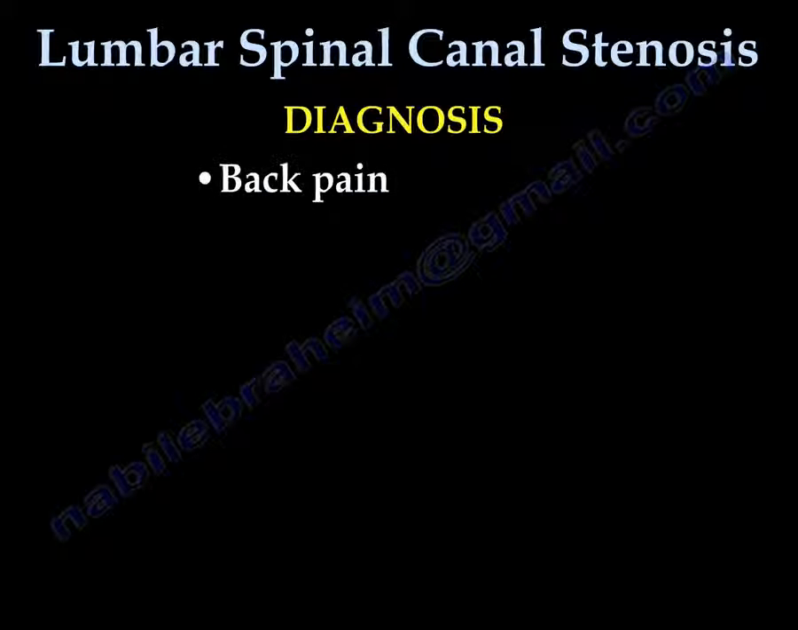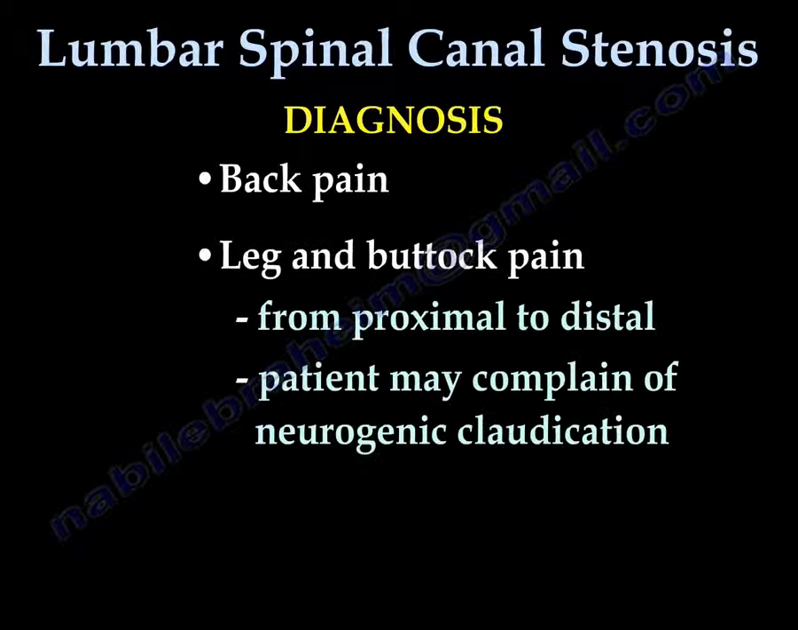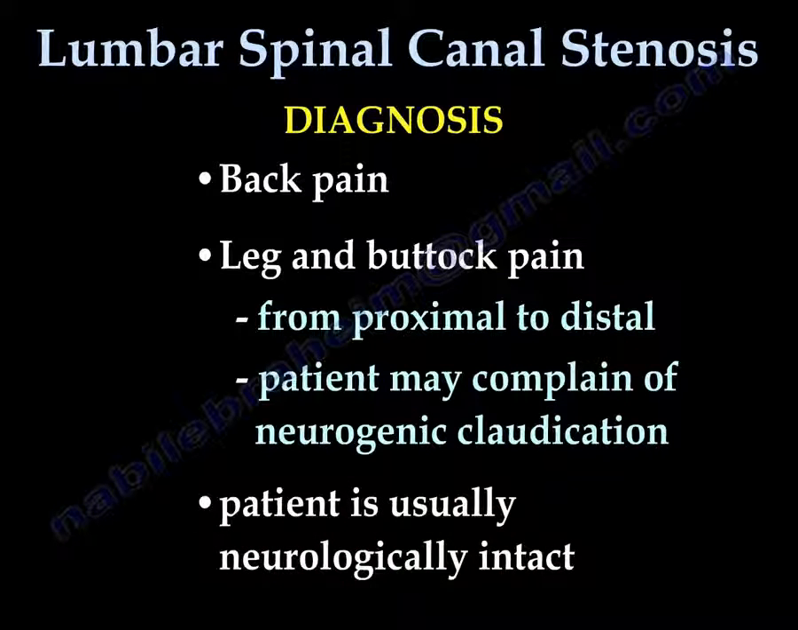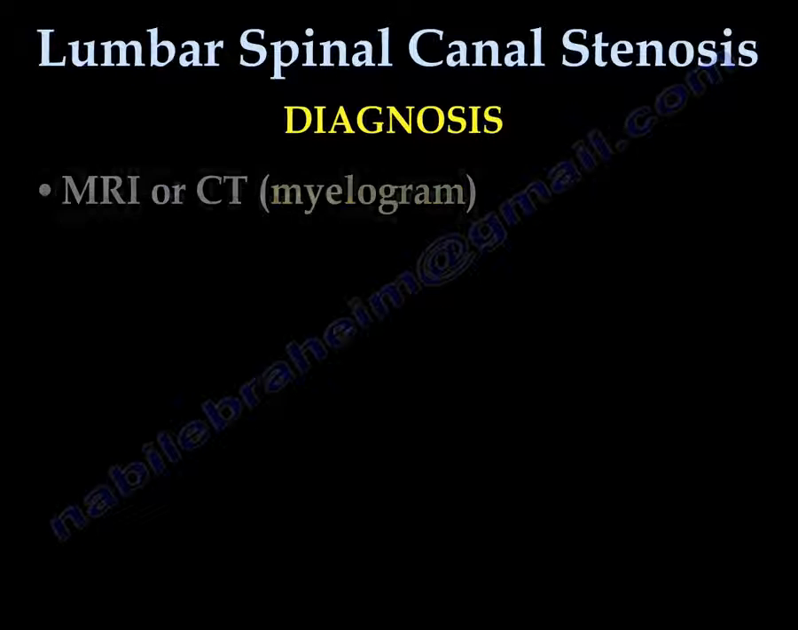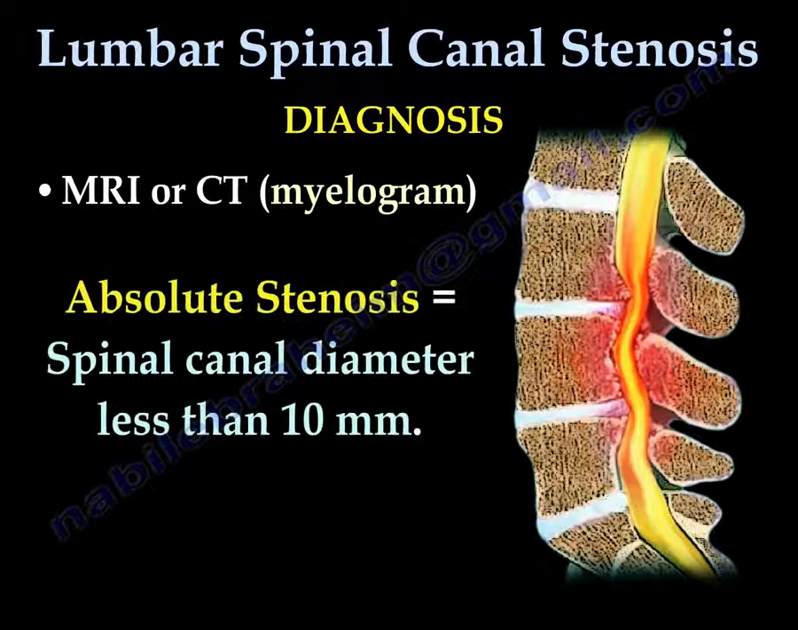Diagnosis: back pain, leg and buttock pain from proximal to distal. Patient may complain of neurogenic claudication. Patient is usually neurologically intact. Radiological diagnosis: MRI or CT myelogram is important. The absolute stenosis is when the spinal canal diameter is less than 10 millimeter.